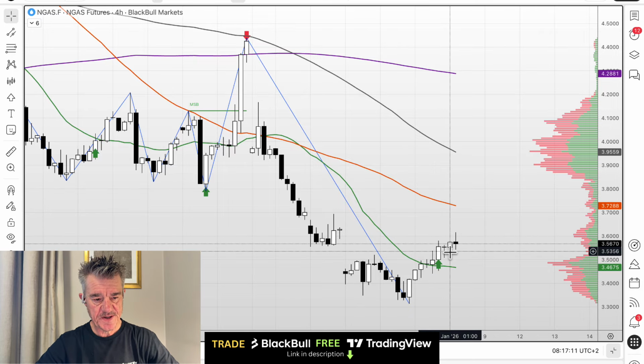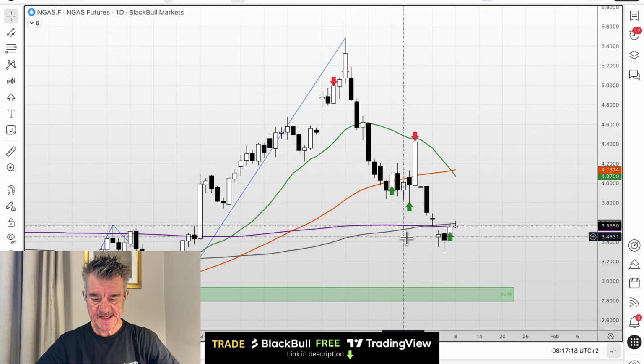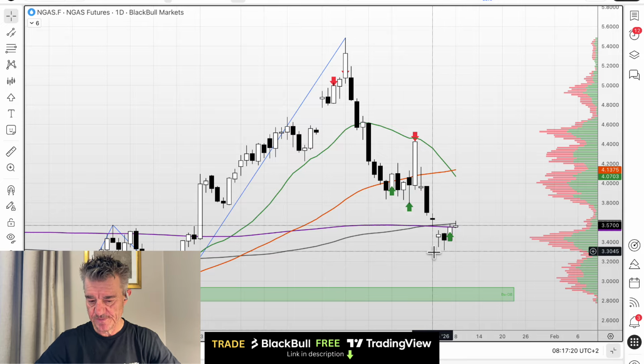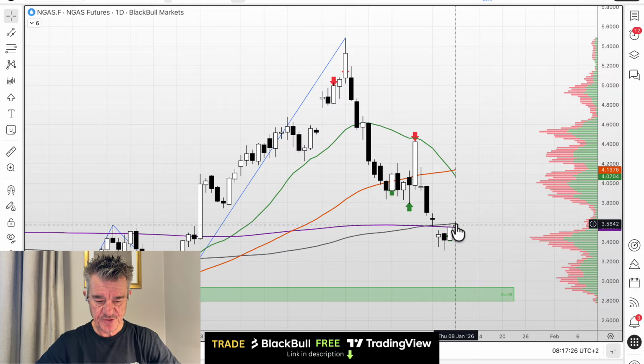We've broken above the 20 period moving average on the 4-hour chart, which is good. And if we look at this on the day chart, you can see we've got something akin to a tweezer bottom with two spiky sort of candles, but we're still below the 20 and the 100 period moving average confluence here on the day chart.